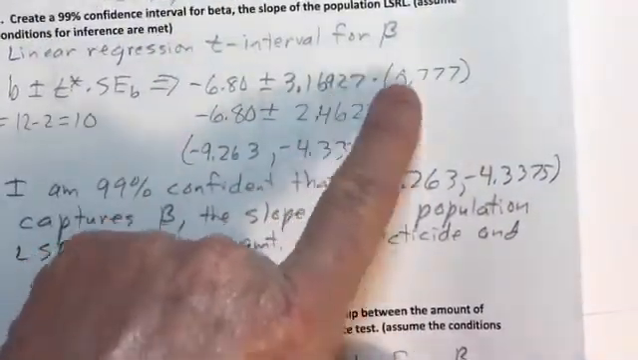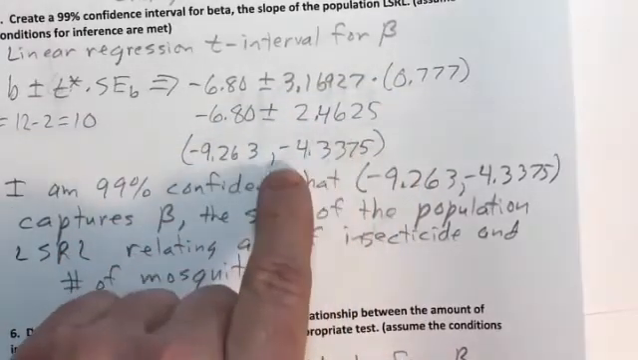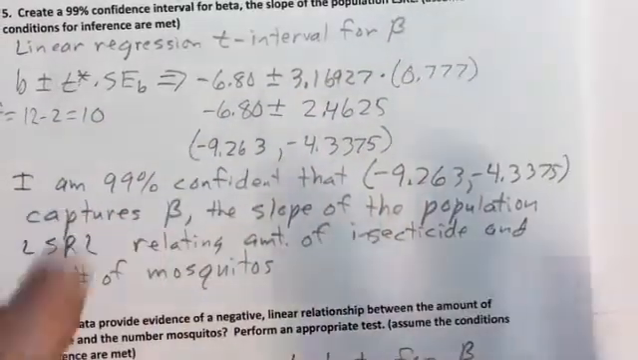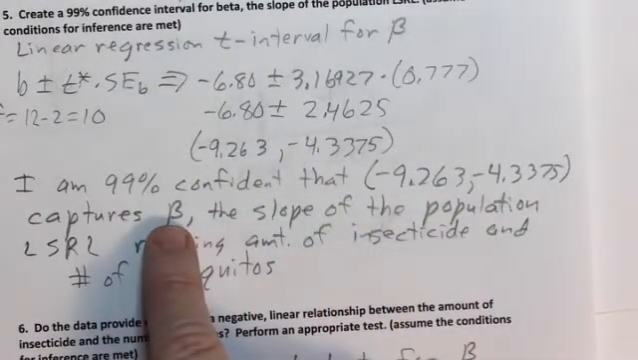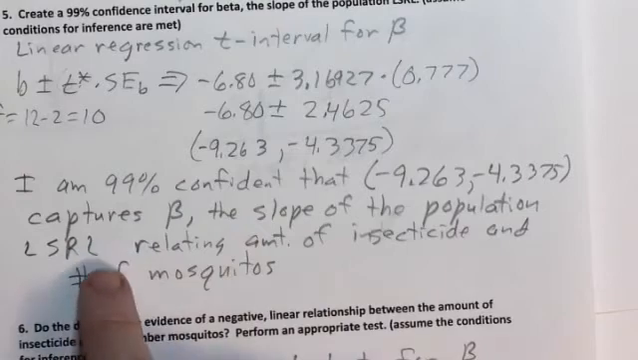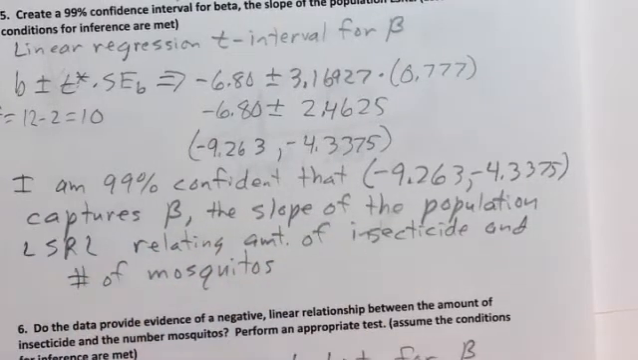So you multiply that times that to get your margin of error right there, and there's our interval. Anytime you get an interval, you just say you're 99% confident that the interval captures the parameter. In this case, beta, which is the slope of the population least squares regression line relating the amount of insecticide and the number of mosquitoes.